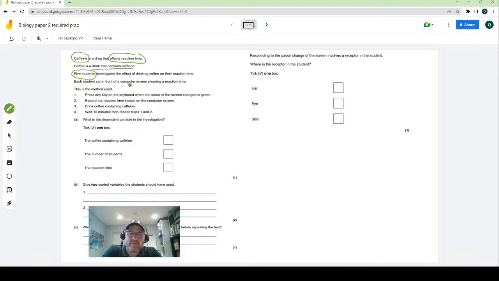Each student sat in front of a computer screen showing a reaction timer. This is the method used. Press any key on the keyboard when the color of the screen changes to green. Okay. Record the reaction time shown on the computer screen. Drink coffee. Wait 15 minutes. Repeat 1 and 2. Great. What is the dependent variable?